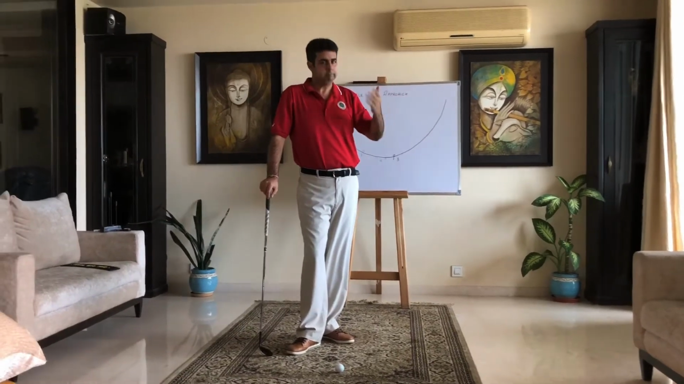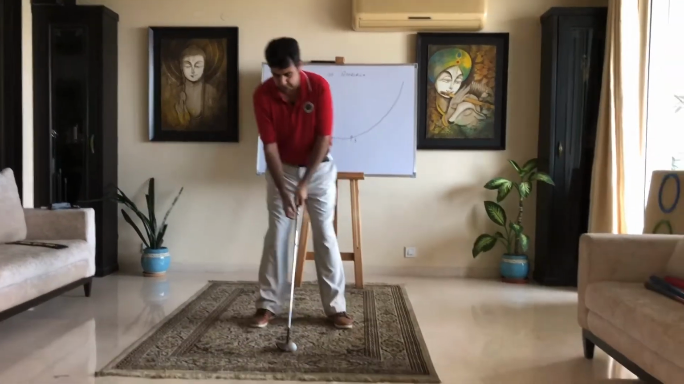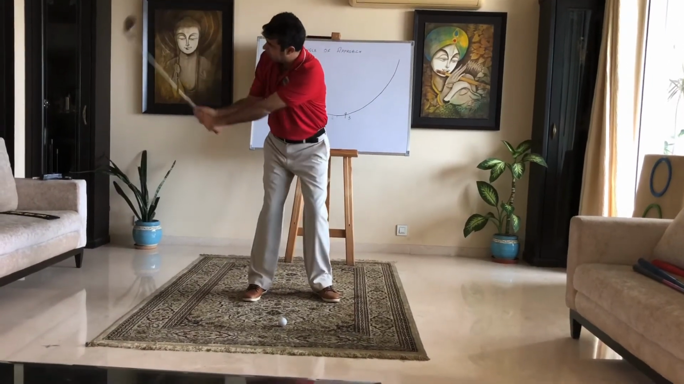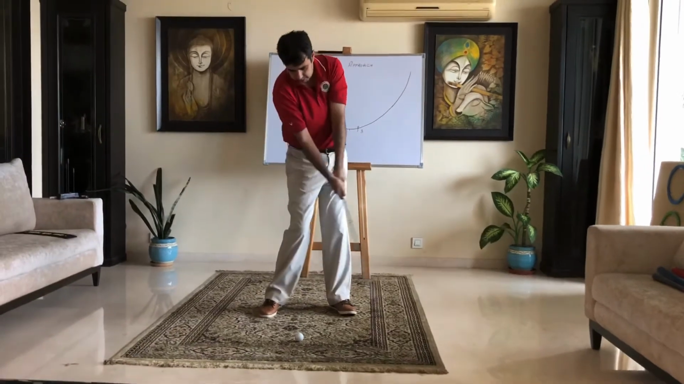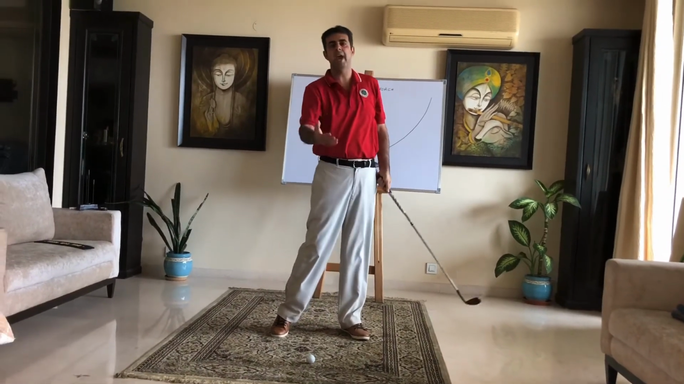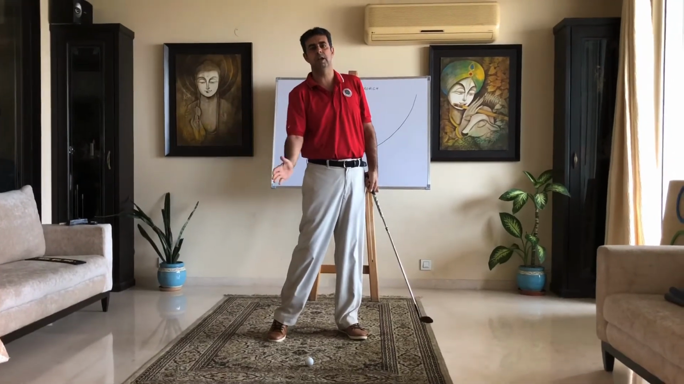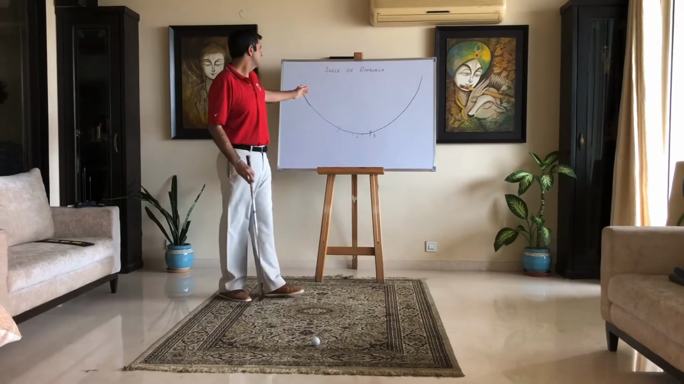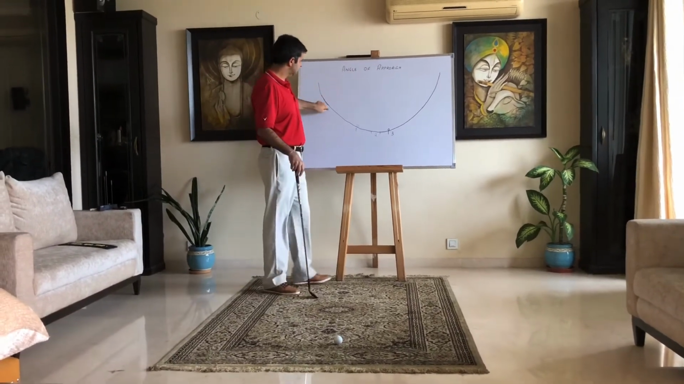How do we control it? Let's have a look at it. So the angle of approach is typically this: the club from here is coming downward, comes parallel to the ground in the middle, and then it goes upward. Now where it finds the ball as the club travels determines the angle of approach. Now I've got that here on my whiteboard, and that's how the club is traveling.